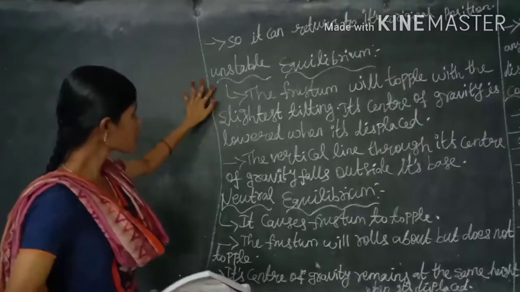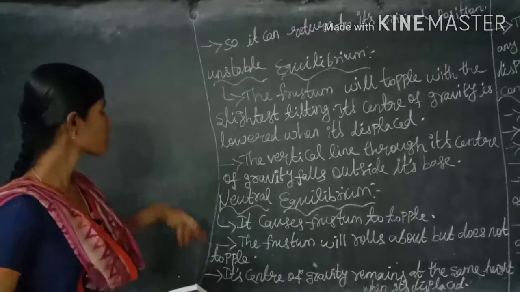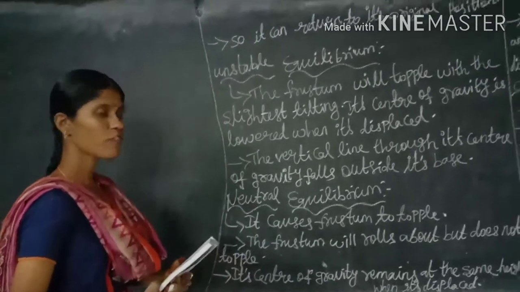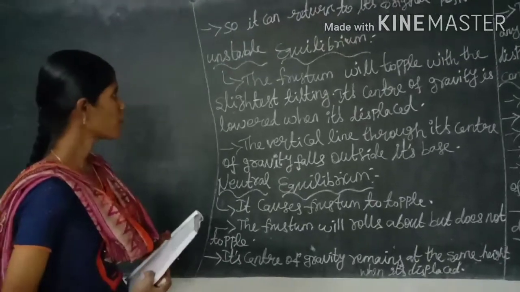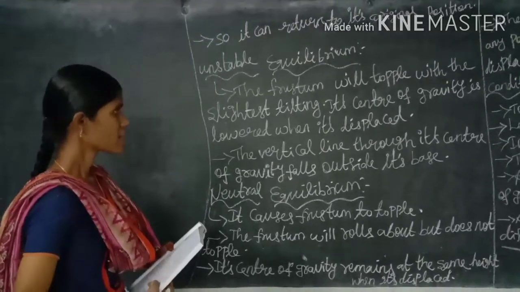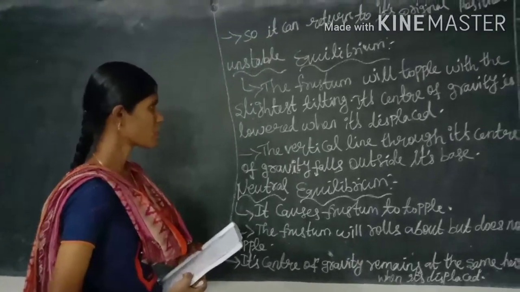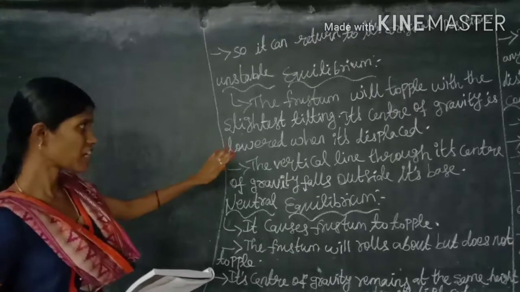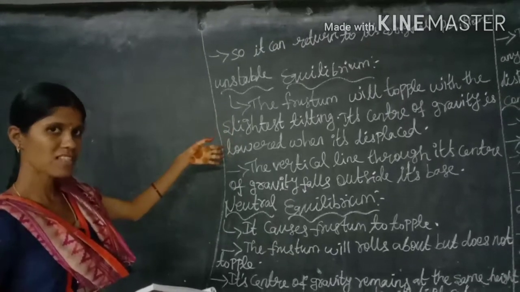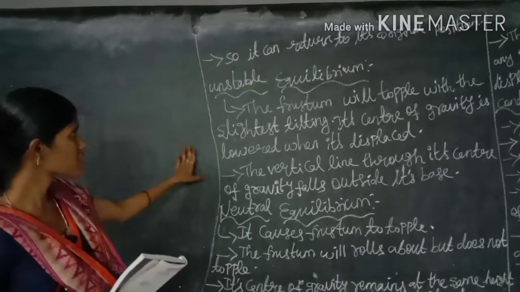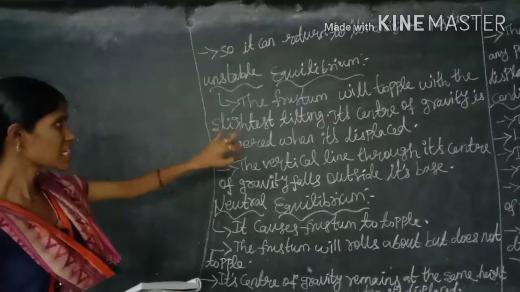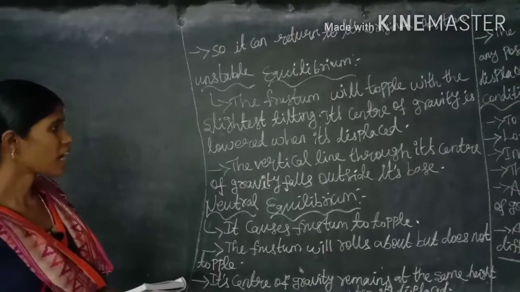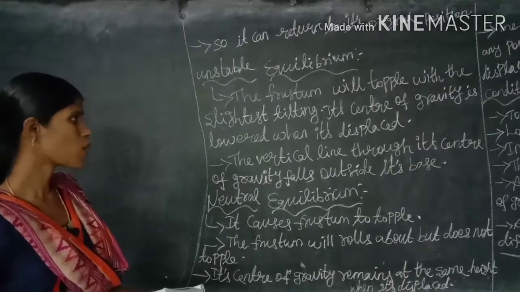The second one is unstable equilibrium. The name itself denotes that the equilibrium is unstable, so not a fixed one. The frustum will topple with the slightest tilting. Its center of gravity is lowered when it is displaced. In the case of stable equilibrium, the center of gravity is raised. Whereas in unstable equilibrium, the center of gravity is lowered when it is displaced. The vertical line through its center of gravity falls outside the base.